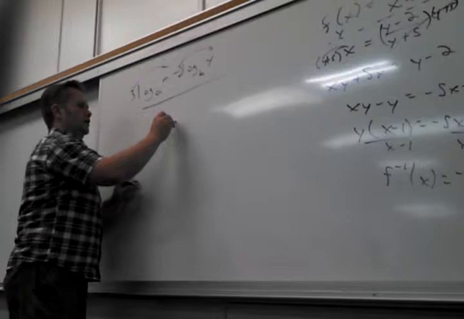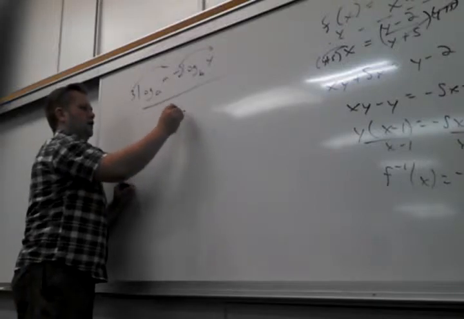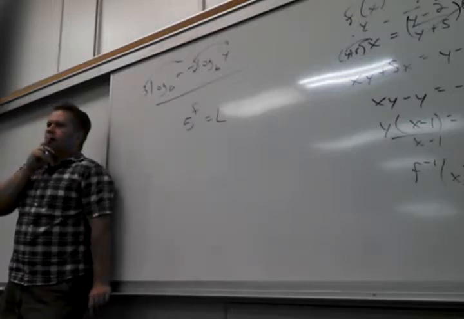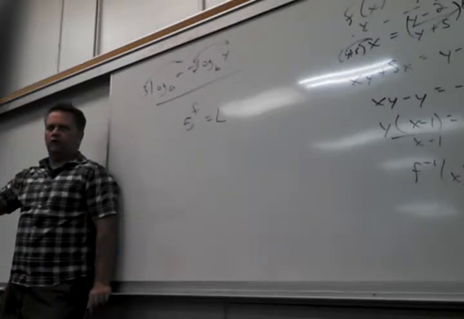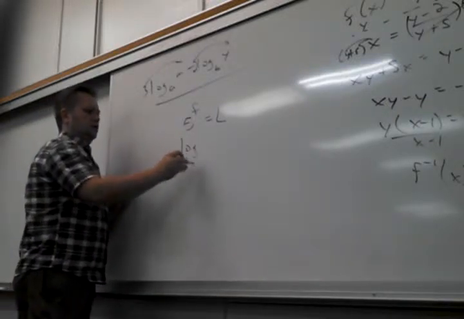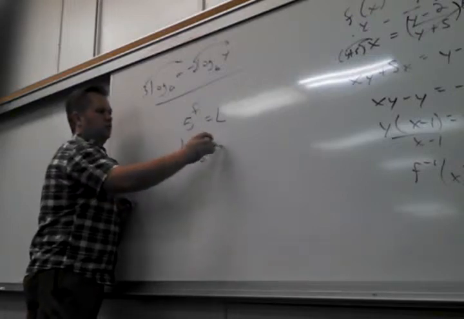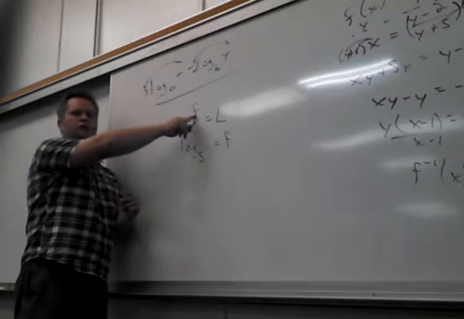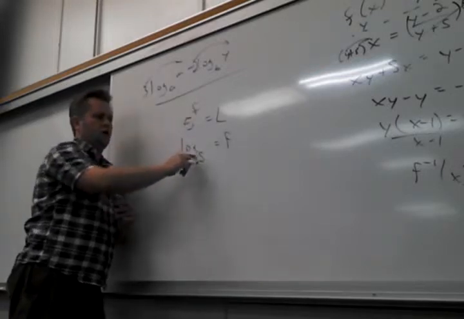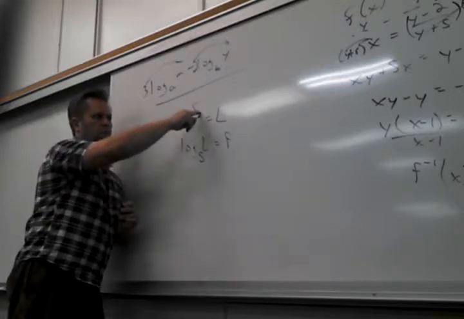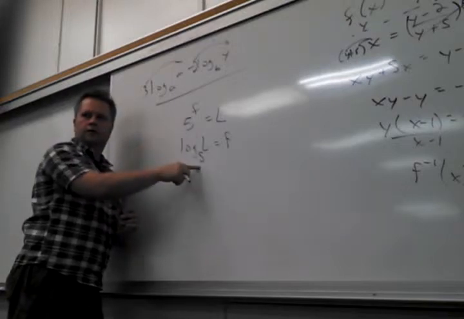Okay. So if I have 5 to the F equals L, which is a well-known fact, how do I write that in logarithmic form? Yeah. Log, what's the base? 5 is the base. What's the power? The power is F, obviously, right? So the log is the power, so F has got to go here. So the output becomes the input becomes the output, and the base is the base.